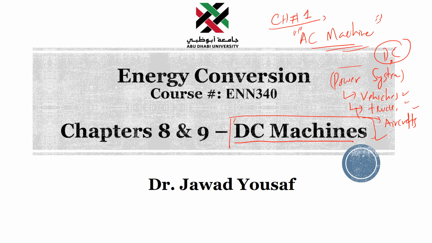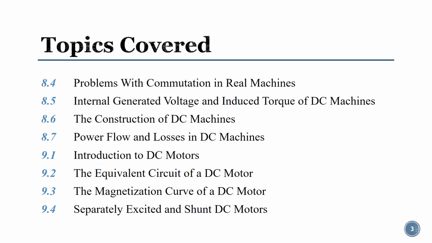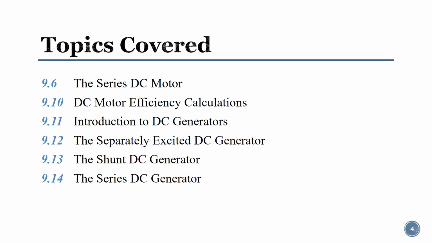In this chapter we will learn some basics about the construction of the DC machines. Then we will learn about the different kinds of DC machines, the power flow and losses, equivalent circuits of the different kinds of DC machines, and efficiency, and at the end we will also touch on the DC generator. So in this chapter we will cover both DC motors and DC generators.